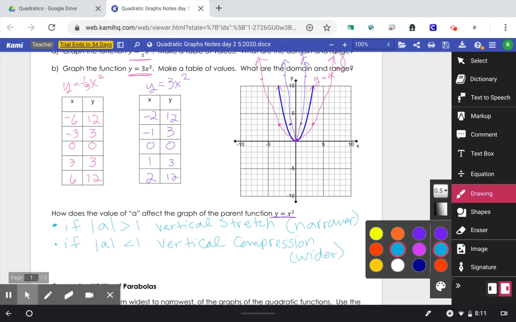Okay, so when you're looking at the initial equations, just know that if the absolute value of the a value is less than 1, your graph is going to get wider. And if the a value is greater than 1, your graph should get skinnier. Everything should be stretched up. Okay.